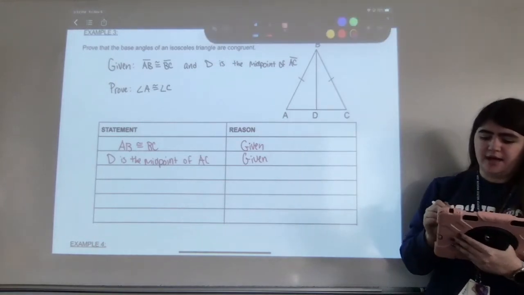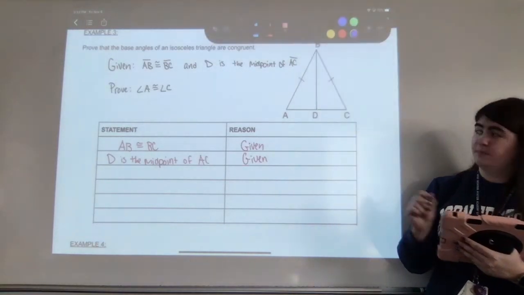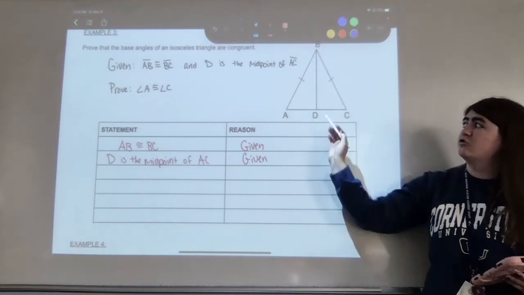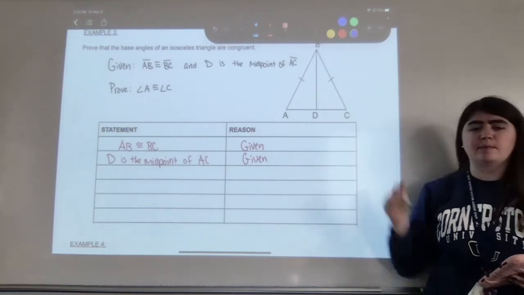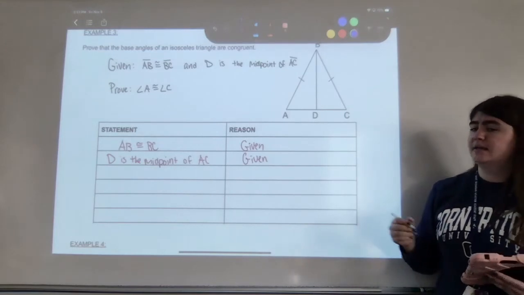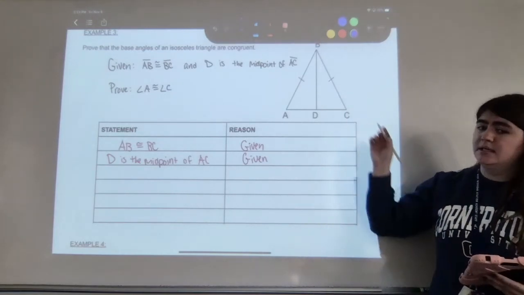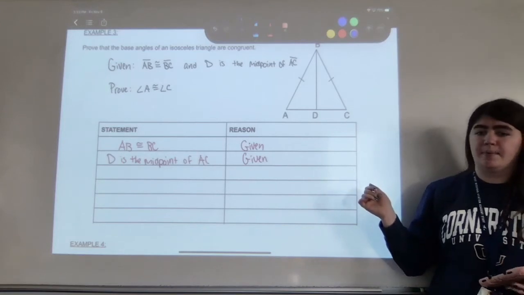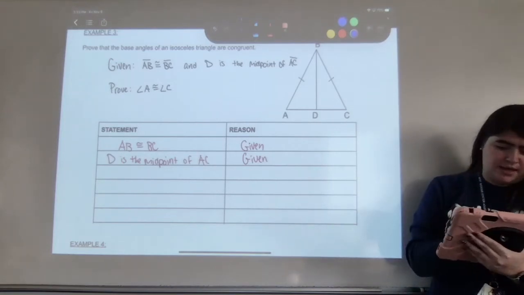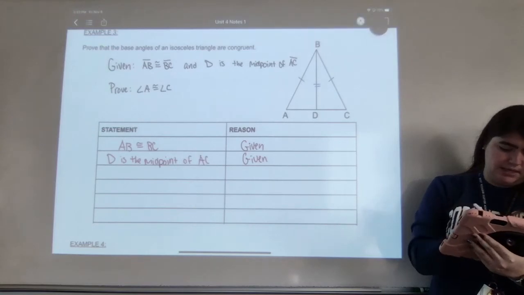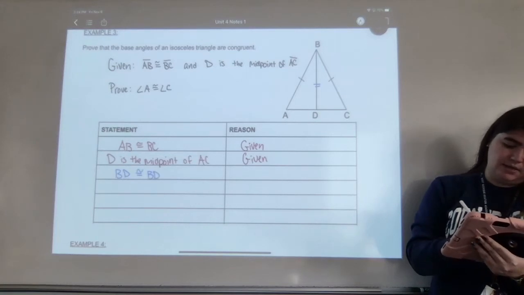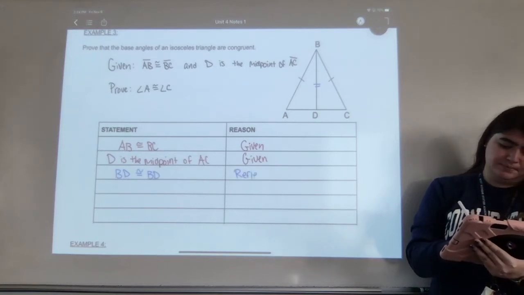So the first thing I notice is that this picture has a line that's connecting the two triangles, this BD, segment BD. So I can go ahead and say that BD is congruent to BD because of the reflexive property. So that's the first thing I'm going to say. I have BD is congruent to BD by the reflexive property.